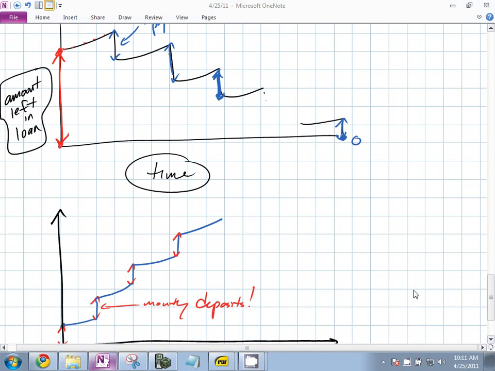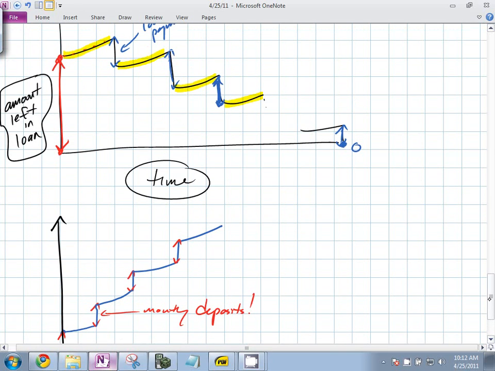So why is the amount going up right here in these little humps? Because what? Interest on the loan, right? So it's increasing the amount you owe. But in this case, it's increasing the amount of money you have in the account. You see what I'm saying right here?